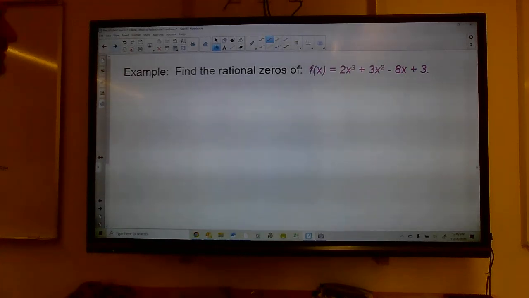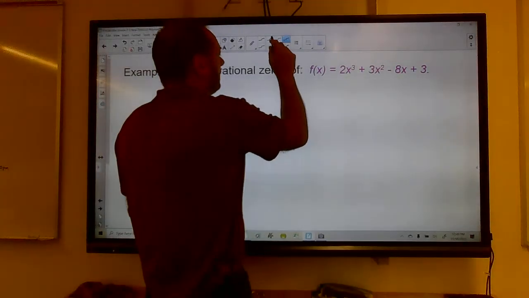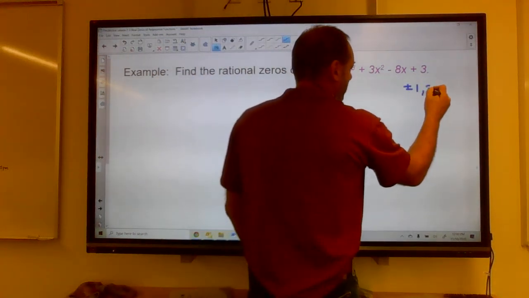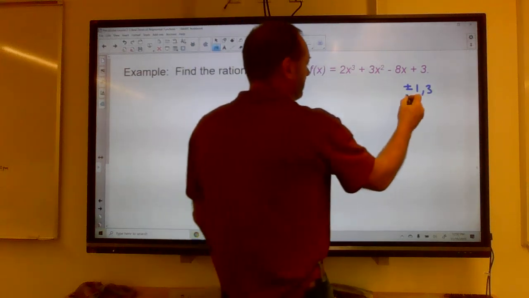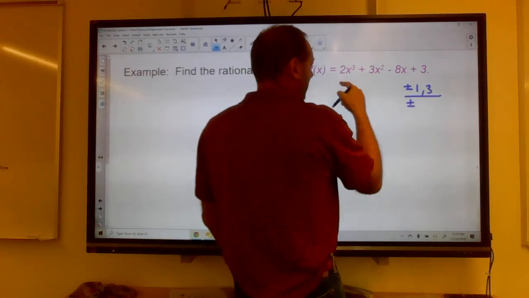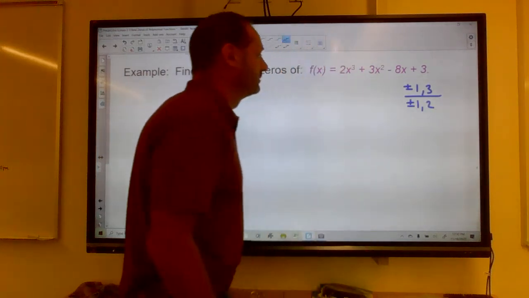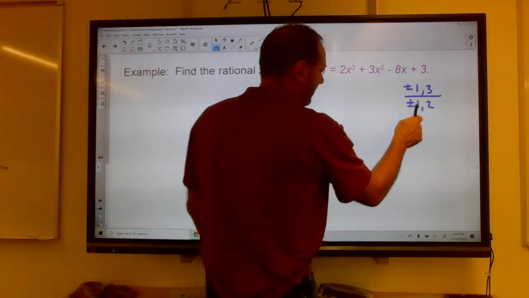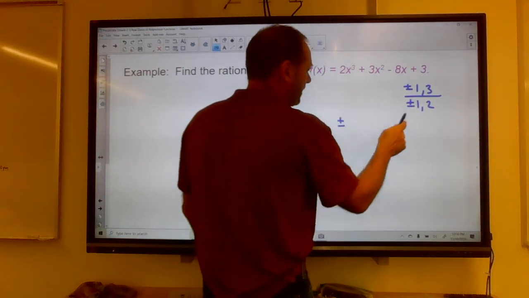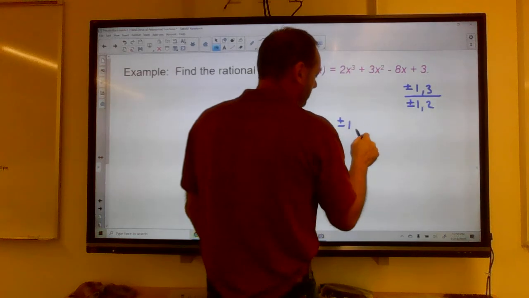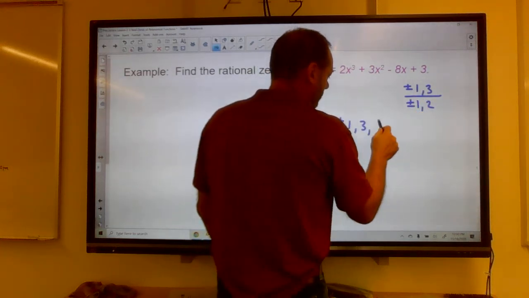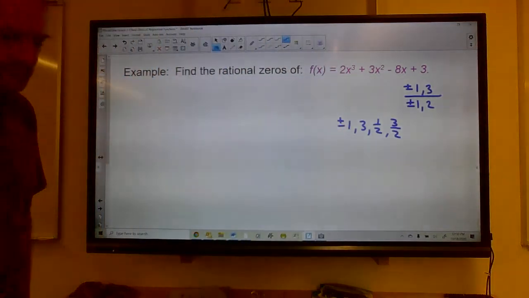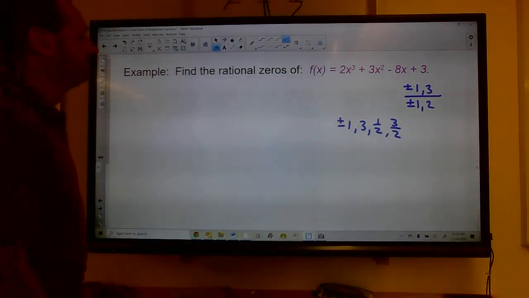Let's try this one. Find the rational zeros. So again, the factors of the constant are plus or minus 1 and 3, because 1 times 3 is 3. I divide that by plus or minus the factors of the leading coefficient, which are 1 and 2. So my possible rational solutions, and it's always plus or minus, are 1 divided by 1, which is 1, 3 divided by 1 is 3, 1 divided by 2 is 1/2, and 3 divided by 2 is 3/2. Those are all the ones that I've got to check.